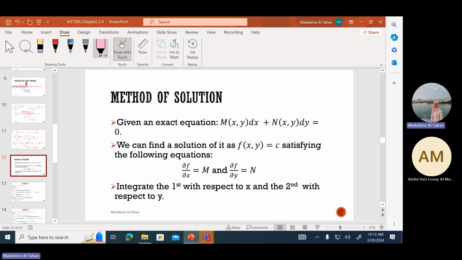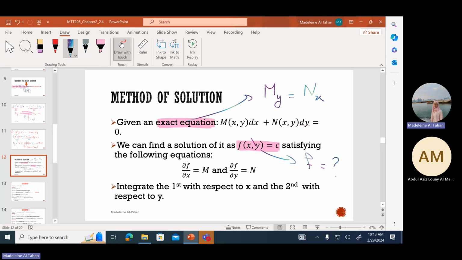So first of all, what do we need to check? If it's exact. What do we mean by exactness? Check if M_y equals N_x. If not, stop at this one. But if it's equal, what do we need to say? How do we solve it? The solution will be this one: f(x,y) equals a constant, and our aim is to do what? Find f.